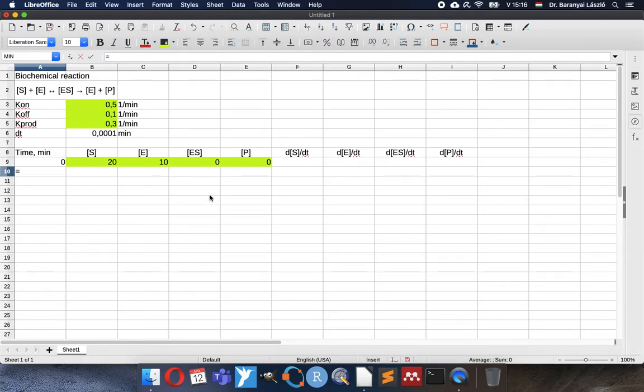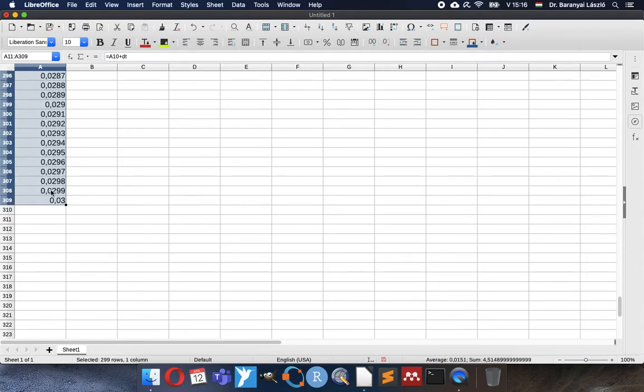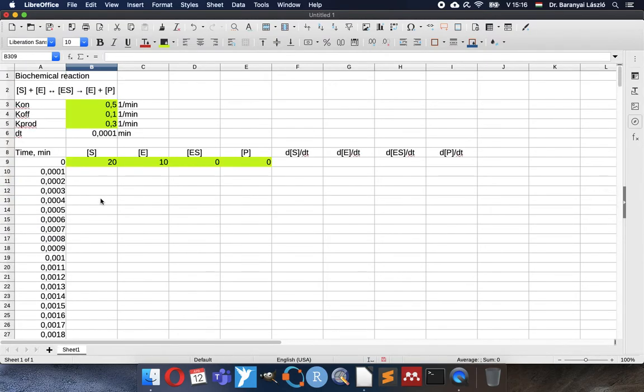And now the time frame will be the previous time plus the time frame dt, time resolution. And this value I can copy down. We start from 0, we can finish around 100, 200, 300. Okay, so now we have it.